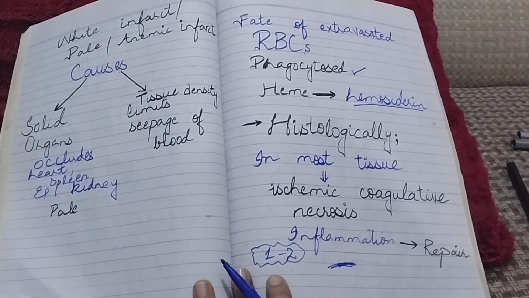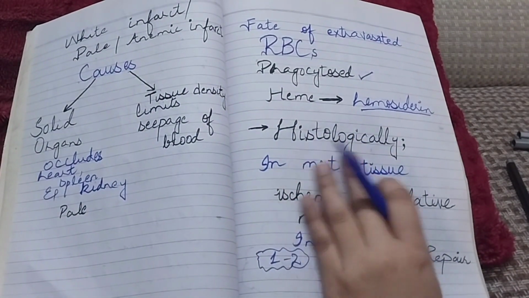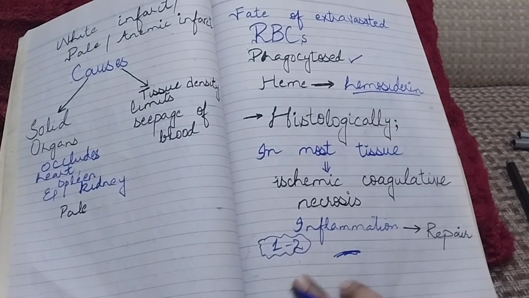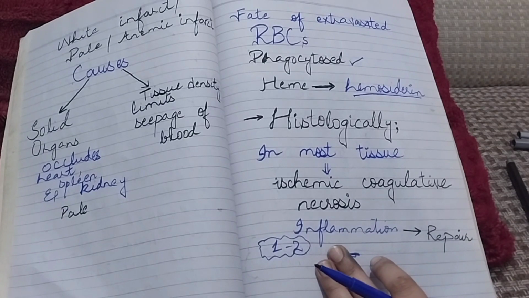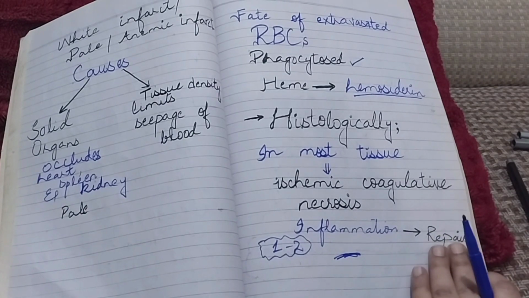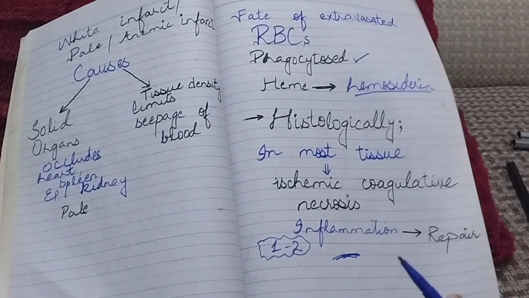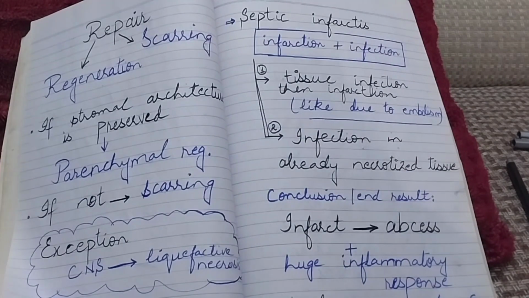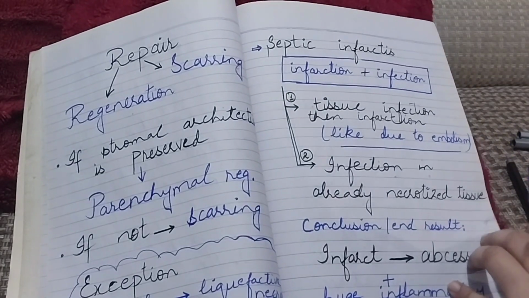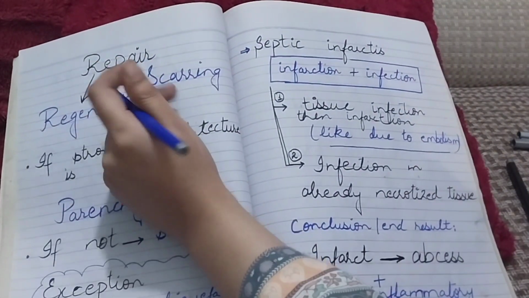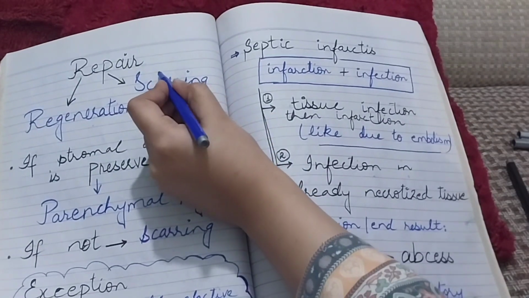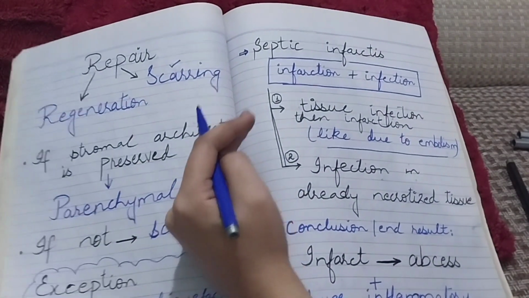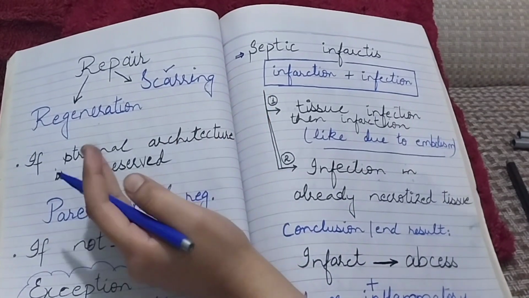In our previous video about morphology of infarction, we talked about red infarct, white infarct, and at the end of that video, we were talking about the histological finding. We have left our discussion at the point that after inflammation, tissue proceeds towards repair. As we talked in our videos of tissue repair, that repair takes place either by regeneration or by scarring, scar formation. This phase depends upon the extent of tissue damage.